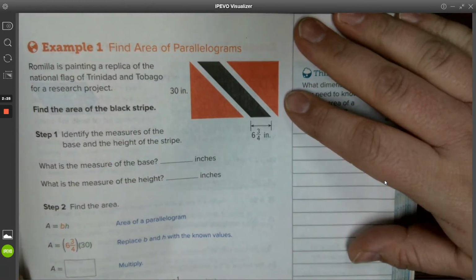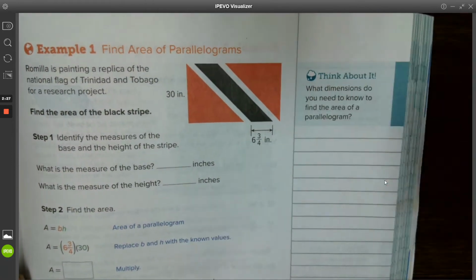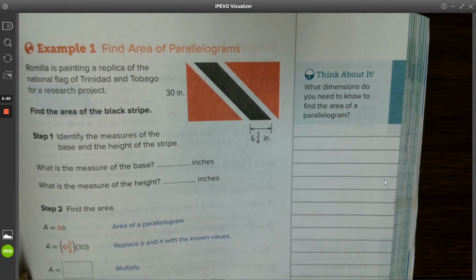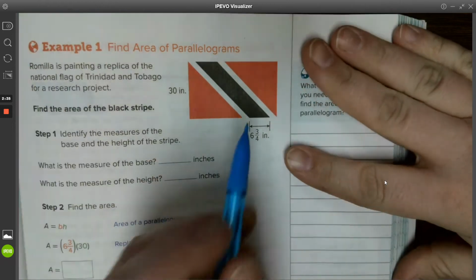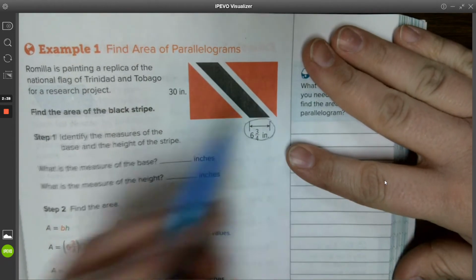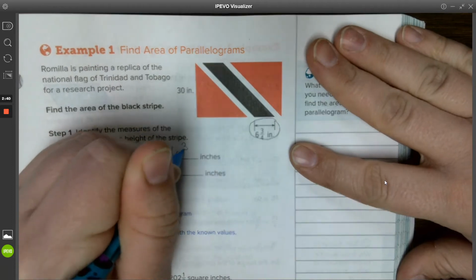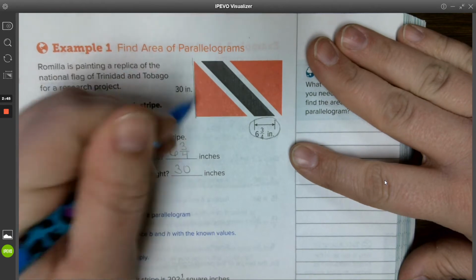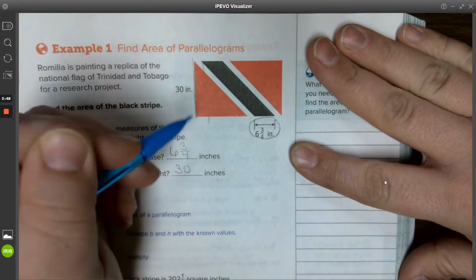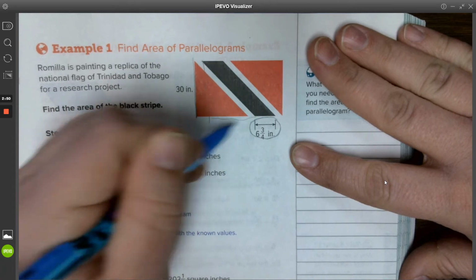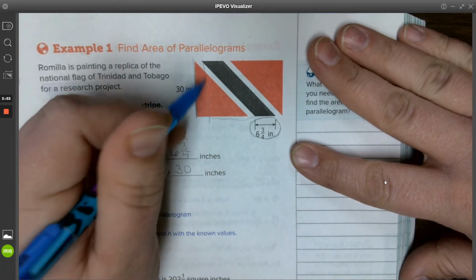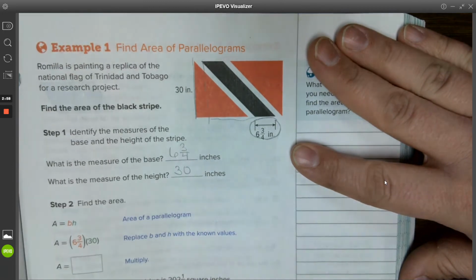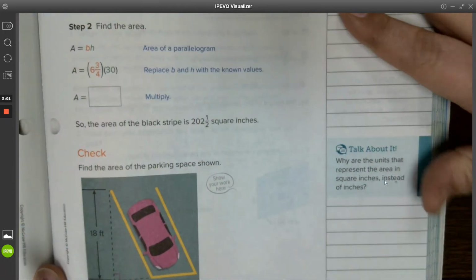Ramilla is painting a replica of the national flag of Trinidad and Tobago for a research project. If we wanted to find the area of the black stripe, we would take a base, which is 6 3/4 inches, and we would multiply by the height, which is 30. Now we can take the height from any point as long as it's perpendicular to the base. So we have to actually take the height of the shape from the outside of it in order to then calculate. So now we actually find the area.